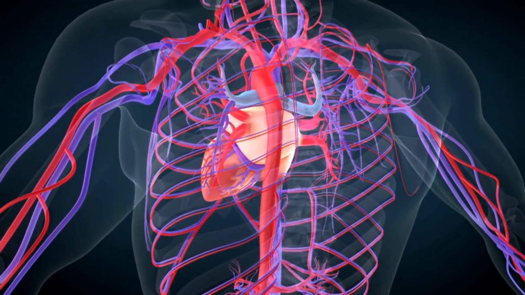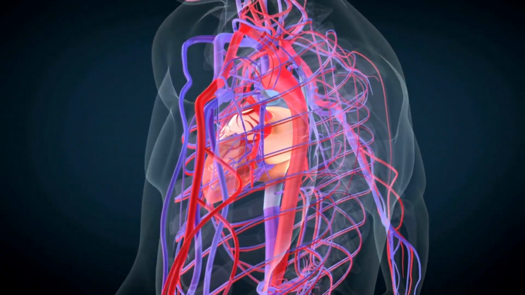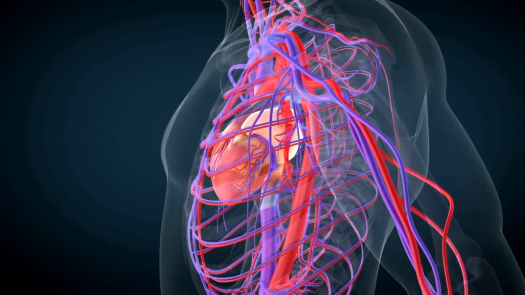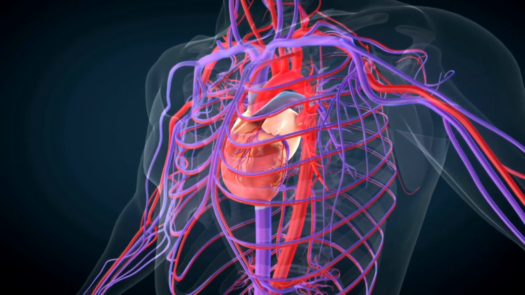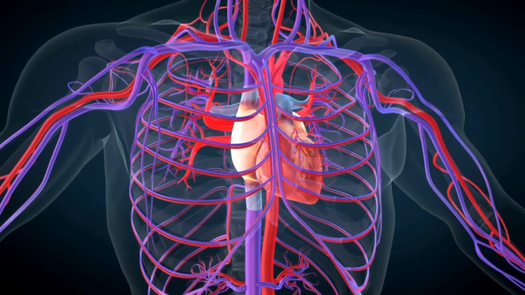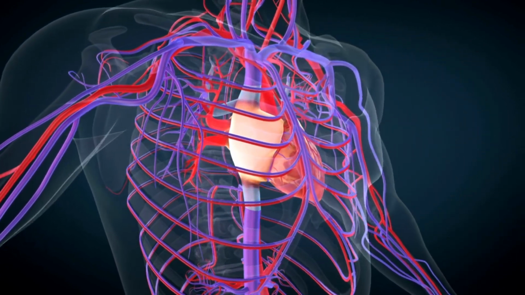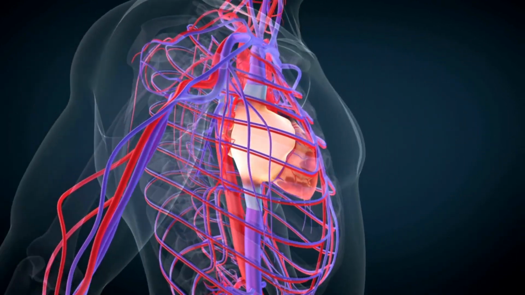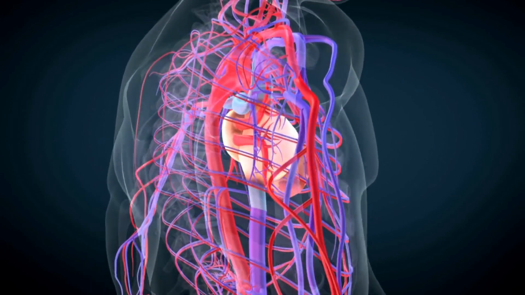Function of the heart. The primary function of the heart is to pump blood throughout the body, providing tissues with oxygen and nutrients needed for survival while removing waste products such as carbon dioxide. This is typically divided into 2 main circuits.